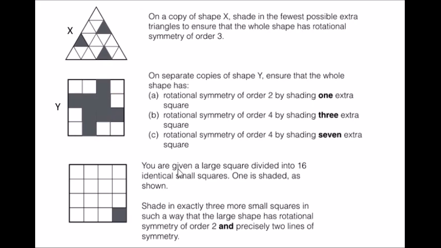If we're given these here, we want to shade in 3 more so that it has rotational symmetry order 2 and 2 lines of symmetry. The obvious way of doing this is this here, but there's more than one way to answer this question. See if you can figure out another way to answer that question.